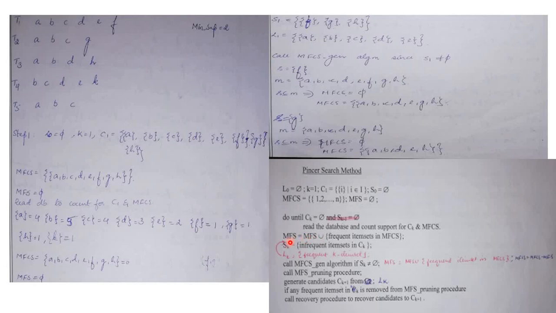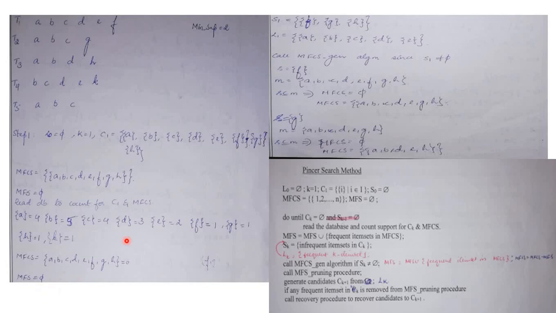The next step is MFS equals MFS union frequent item sets in MFCS. Since my minimum support is 2 here, and the count of MFCS is 0, it is not frequent. I don't have any frequent item sets in MFCS, so initially MFS was null, so null union null will be null only. So MFS will be equal to the null set.